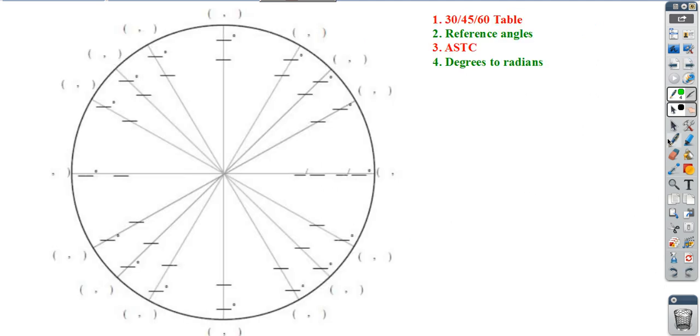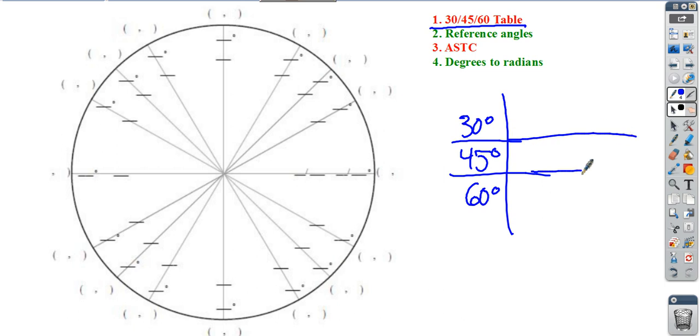Okay, there are four things that you need, and it sounds like a lot, but there's really not. There's four things that you need to be able to fill in this entire circle, which right now is blank. Okay, the first thing is you have to know the sine and the cosine of these three angles, which are 30, 45, and 60. Those are the three most commonly used and probably the three most important angles in trigonometry.